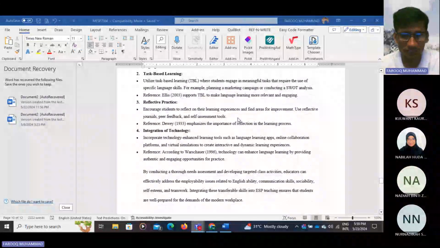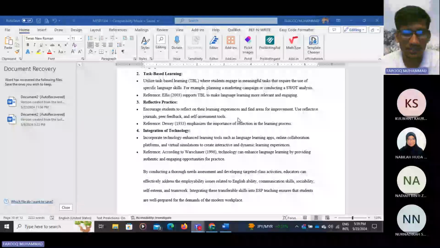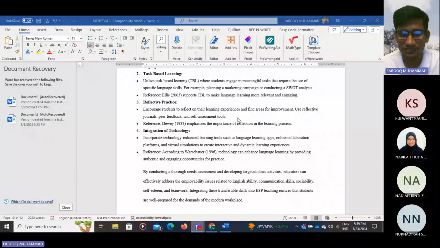The third one will be reflective practice. Encourage students to reflect on their learning experience and find areas for improvement. Use reflective journals, peer feedback, and self-assessment tools. Here you can say David 1933 emphasizes the importance of reflection in the learning process.